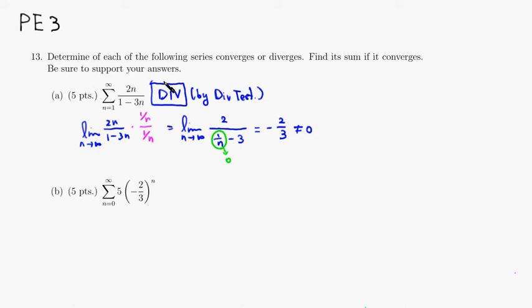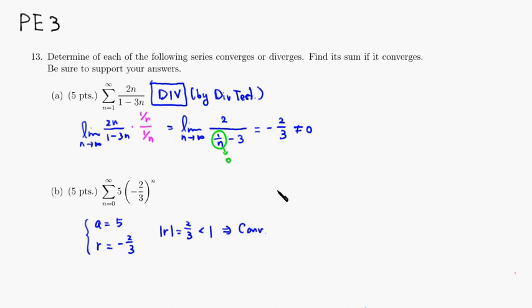And let's look at part B. So this is a geometric series. The a value, the first term, is going to be found by plugging in the very first number, so it's going to be 5, because anything to the 0th power is 1. Then our r value in this case is negative 2/3. Since the absolute value of r is 2/3, which is less than 1, that tells you this is going to be a convergent geometric series.